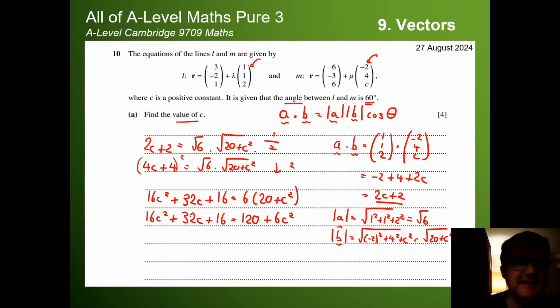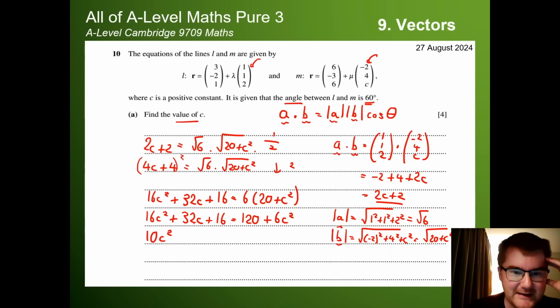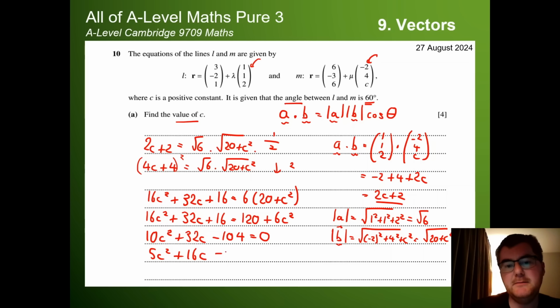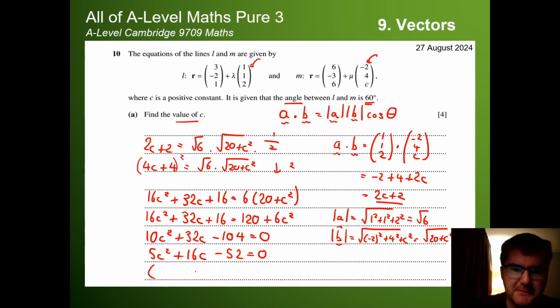Bring everything to one side again. It's always quadratics every single time. So 10C squared plus 32C minus 104 is equal to 0. We can divide through by 2 here: 5C squared plus 16C minus 52. And this is where we hope it factorizes. Generally speaking, this video so far, they've been pretty nice. So we've got 5C and C, 52, 13 and 4, 26 and 2.